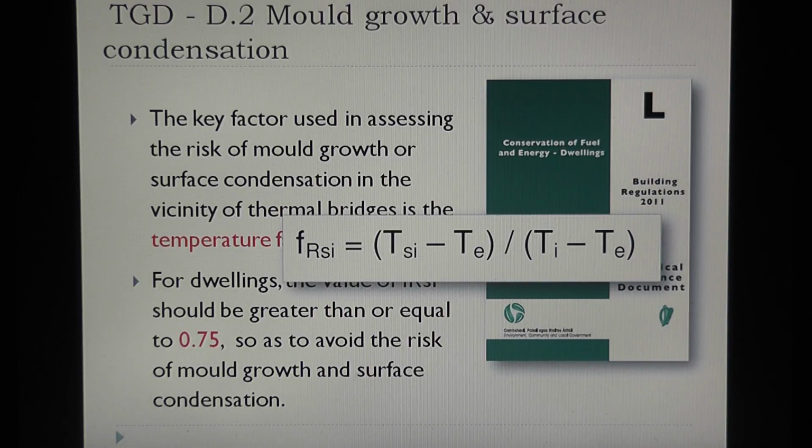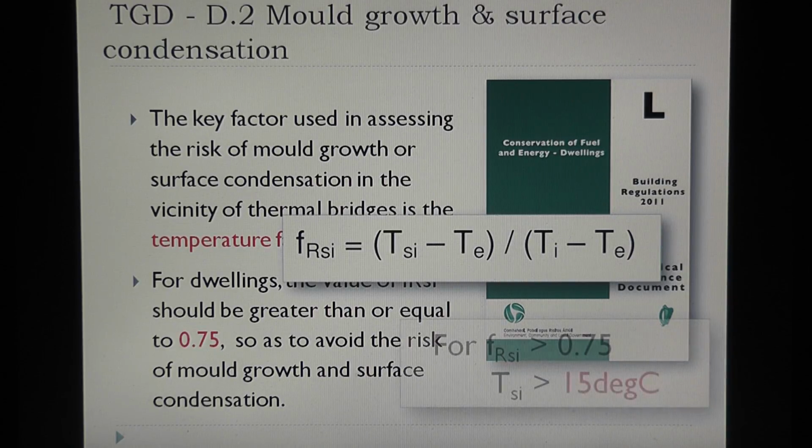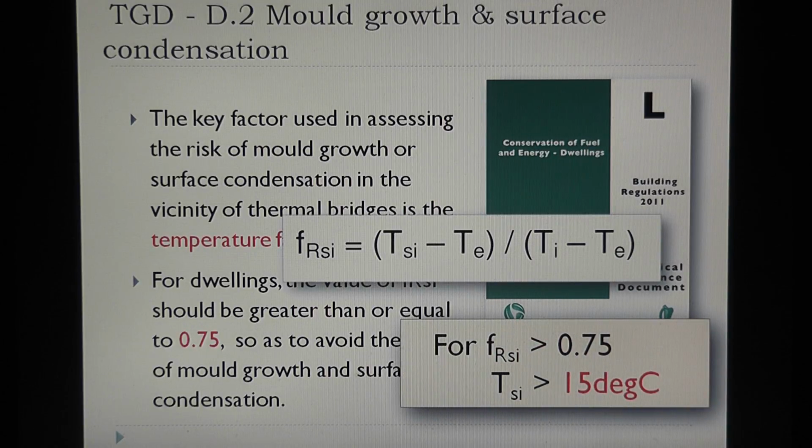Now, given that in calculating these values, we use default values for the internal and external temperatures of 20 degrees on the inside of the building and 0 degrees on the outside of the building. So once we plug those values into the formula, we can be sure that if the FRSI is to be above 0.75, the temperature of the internal surface anywhere in the building must not be less than 15 degrees C. So TSI has to be greater than 15 degrees C. That is the test for whether your building has been designed in compliance with the building regulations for surface condensation risk.